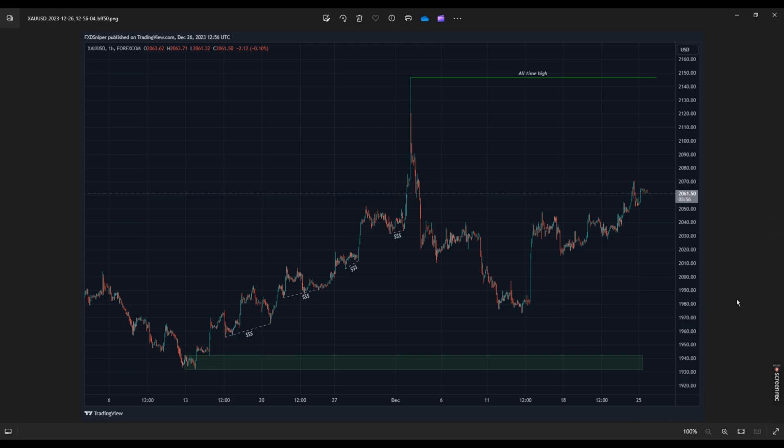This is part 2 of market structure, the advanced version. In this video we will dive deeper into market structure and analyze the details hidden within the structure to identify potential shifts in bias and breakouts. Let's look at gold.